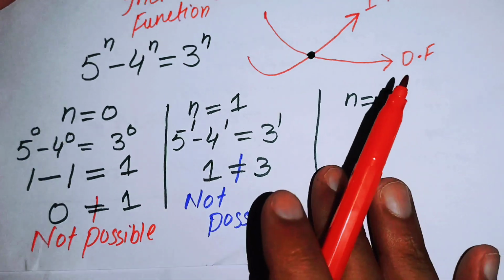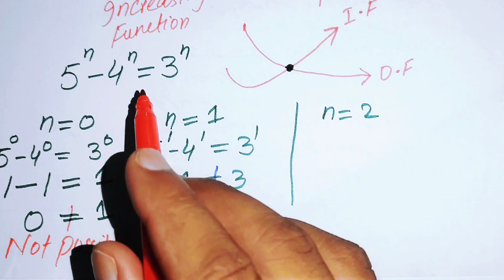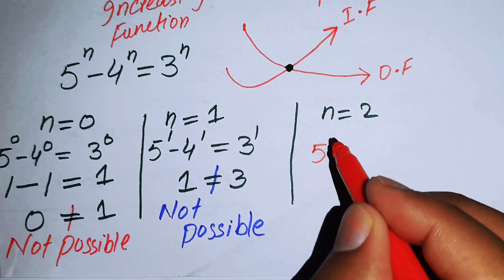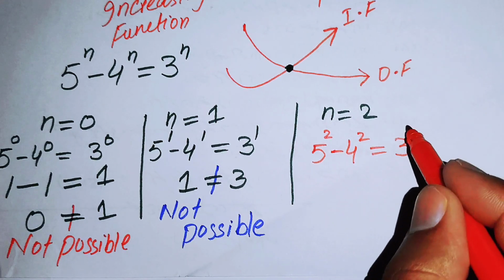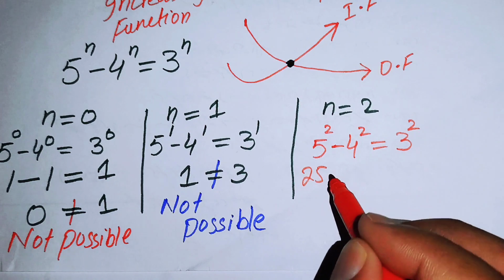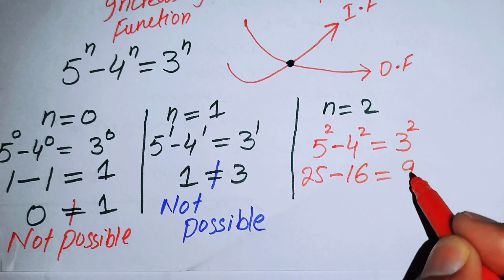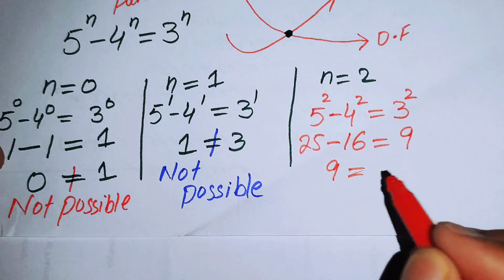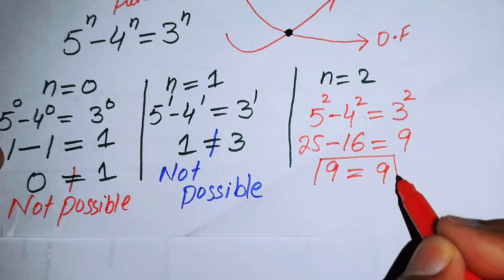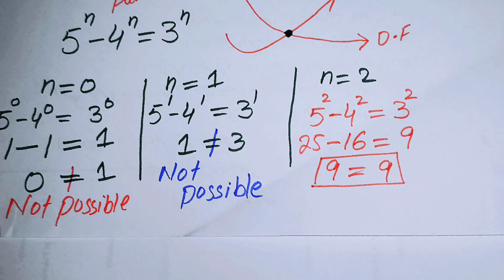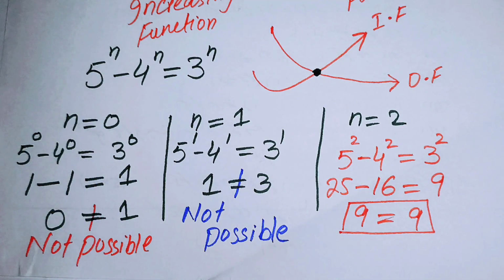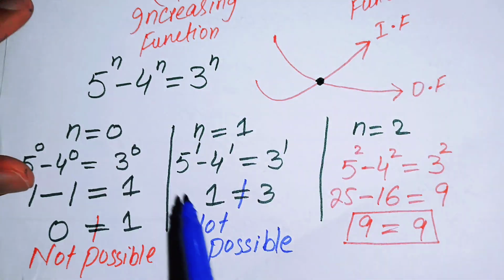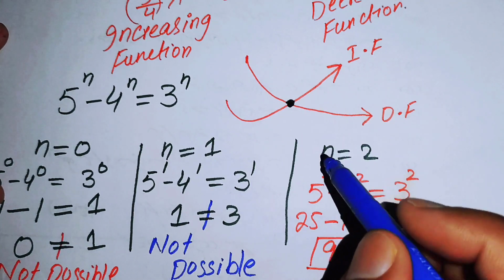Now we check n is equal to 2. When you put n is equal to 2 here, you get 5 squared minus 4 squared is equal to 3 squared. So 5 squared is 25, minus 4 squared is 16, is equal to 9, and 25 minus 16 is equal to 9. This shows that n is equal to 2 satisfies the given question statement. So we can say that this question has only one solution, which is n is equal to 2.